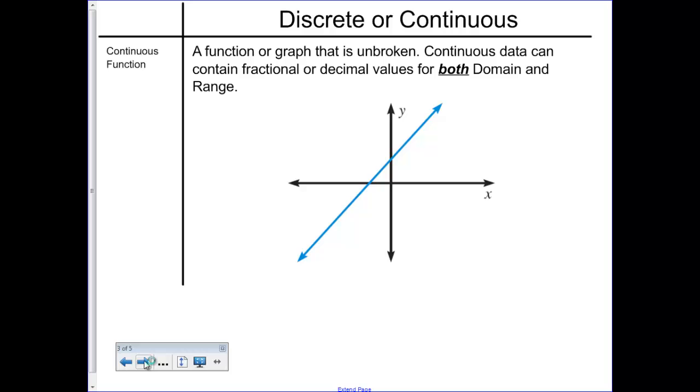A continuous function is unbroken. So when graphed, you see a solid line. In general, continuous data can contain fractional or decimal values for both domain and range.